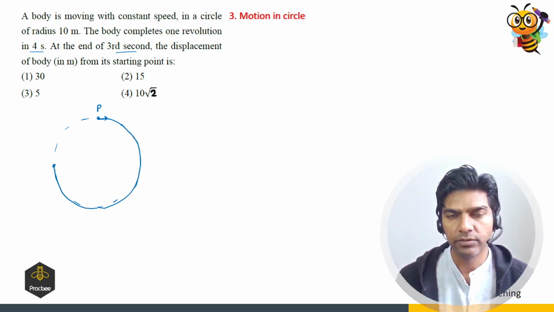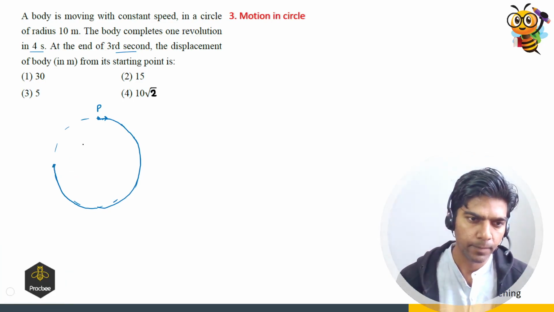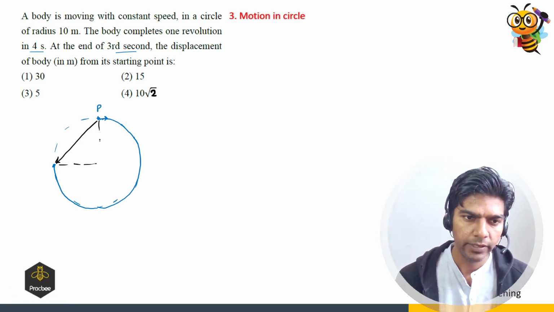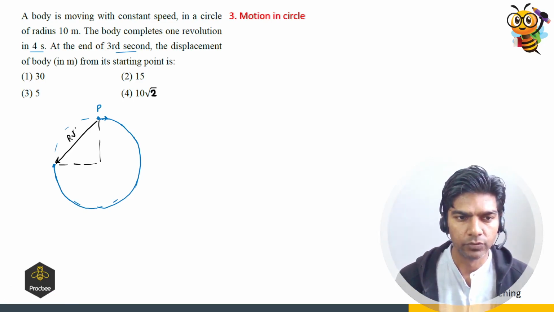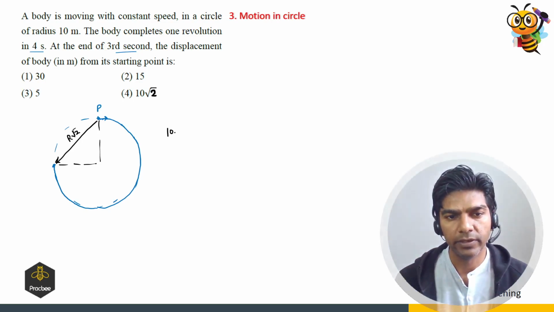So here it will reach in 3 seconds. So the displacement will be this, right? So again, it is R by R root 2. And in this case, radius is given as 10. So that will be 10 root 2. So option 4 is the right answer.